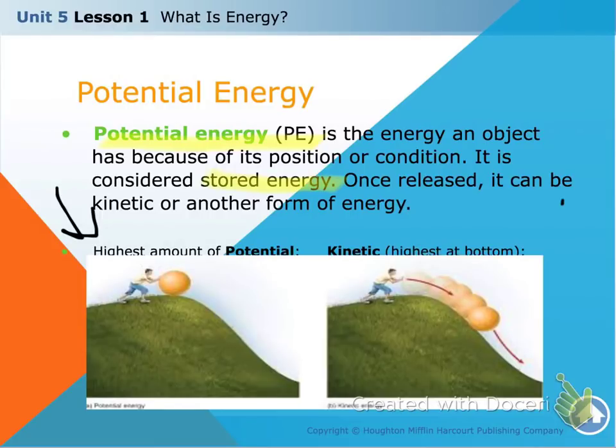And then here it says something about kinetic energy, which is our energy of motion. So kinetic energy is the highest once it's gained all of this movement energy and then it hits the bottom of the hill. That's when kinetic energy is at its highest. So potential is our stored energy and kinetic is our energy of motion.